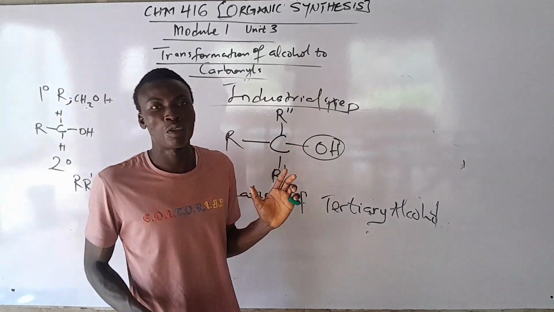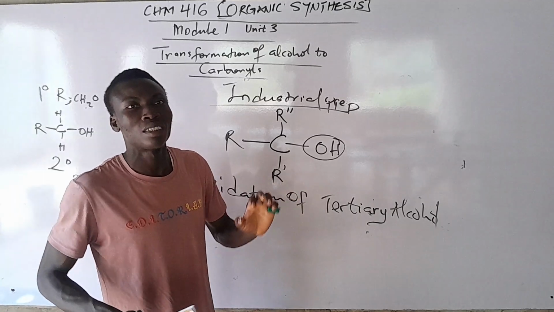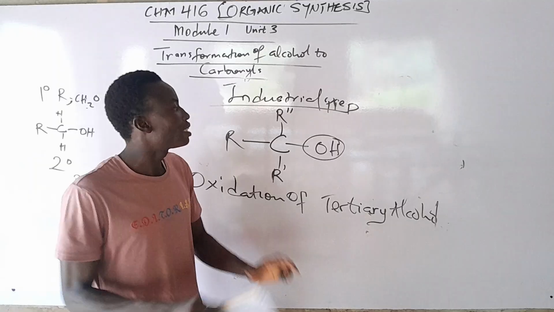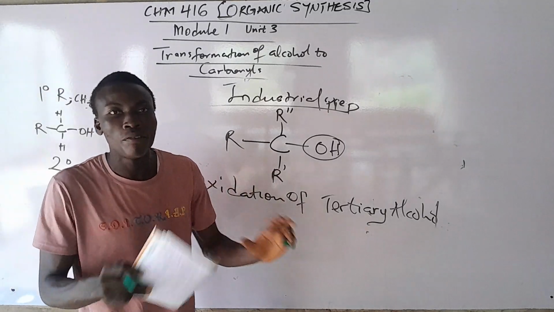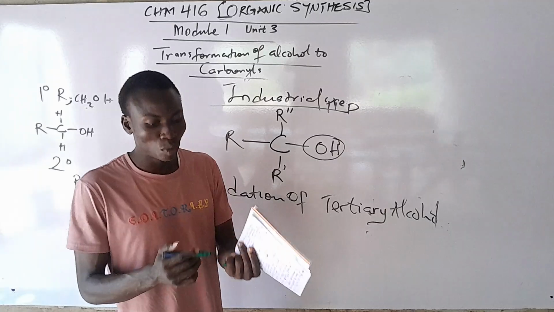That is the answer to the question. That is what is expected of you. So the question is not that hard, and the answer to be provided is as simple as to say that the hydrogen atom is not available in the tertiary alcohol, and that is why there is no room for oxidation.